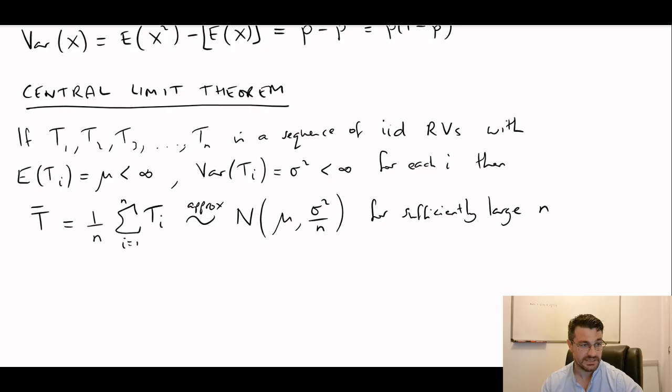Or another way that we could put it is that the distribution of T bar converges. We can express it in terms of convergence, but I'm happy with this formulation. It's a bit less precise, but it will suffice for us. We're going to be making use of the central limit theorem to justify why we're able to use certain normal distributions to approximate binomial distributions.